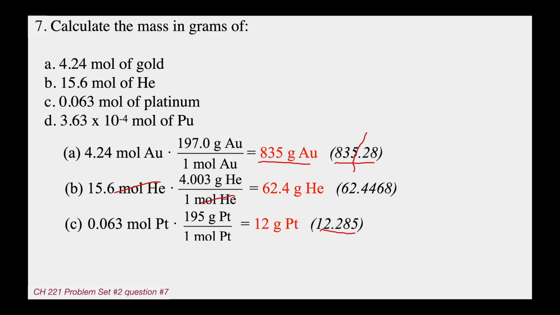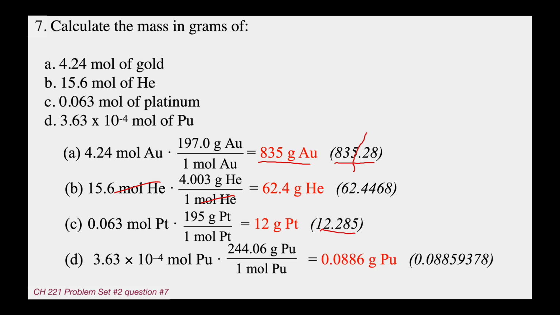And then finally, same thing, last one, we have a scientific notation, moles. That's okay. Multiply it by the molar mass of plutonium, which is Pu, plutonium, 244.06 grams per mole. Multiply it by 3.63 times 10 to the minus 4. I had 0.0886 grams of plutonium.